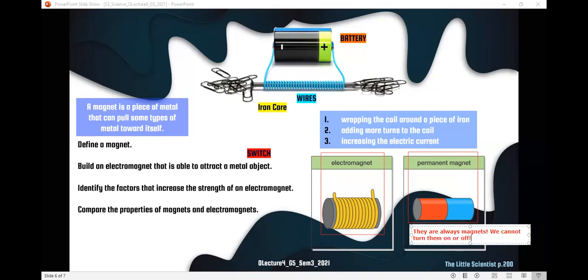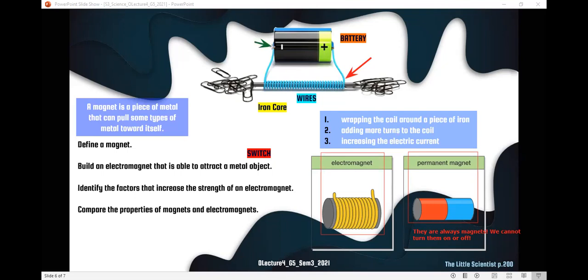We cannot control them. But this electromagnet, how can we turn it off? What do we do, for example, if we have an electromagnet? Come on. Let's take this one. This electromagnet. What do I do to turn it off? By the wires and the battery. Bravo. I can disconnect the wire from the battery. What is something else?